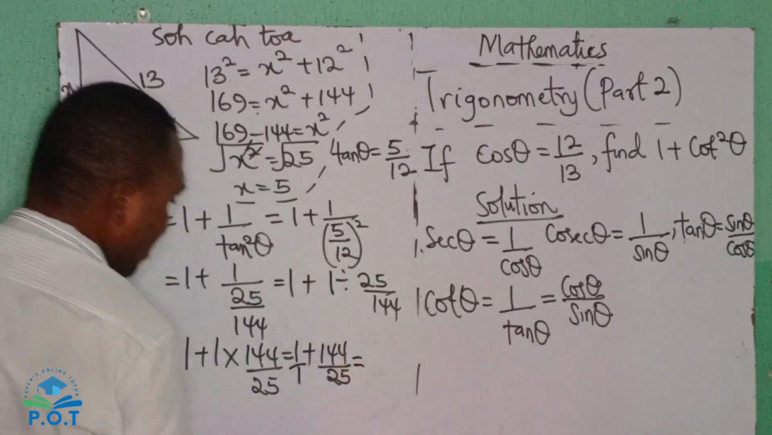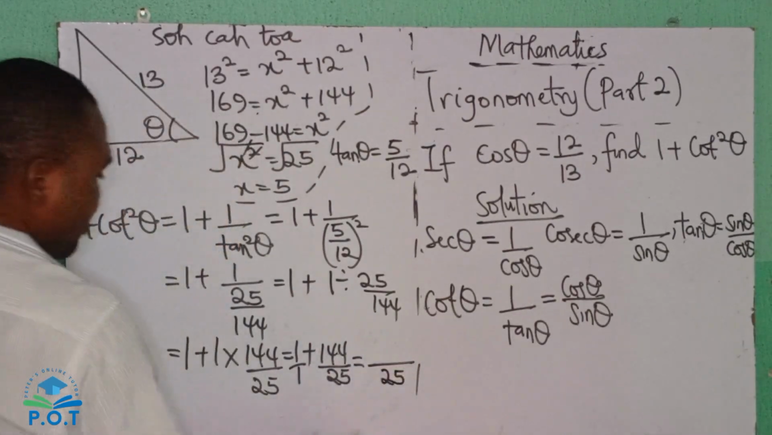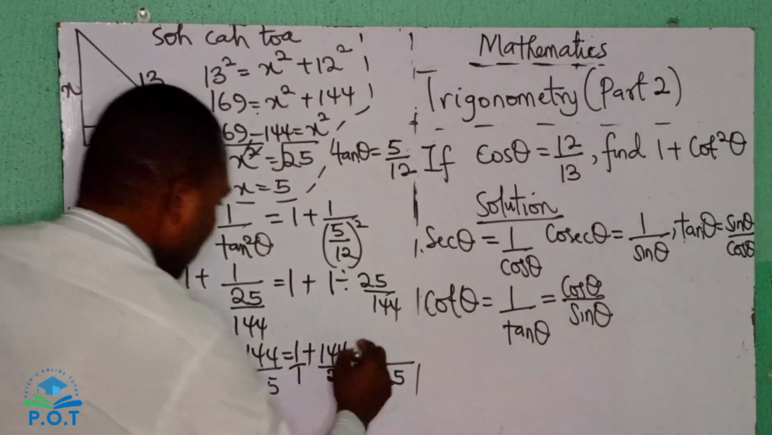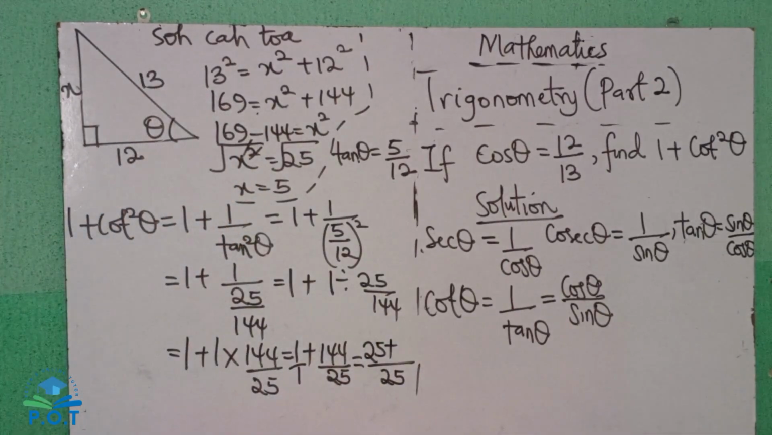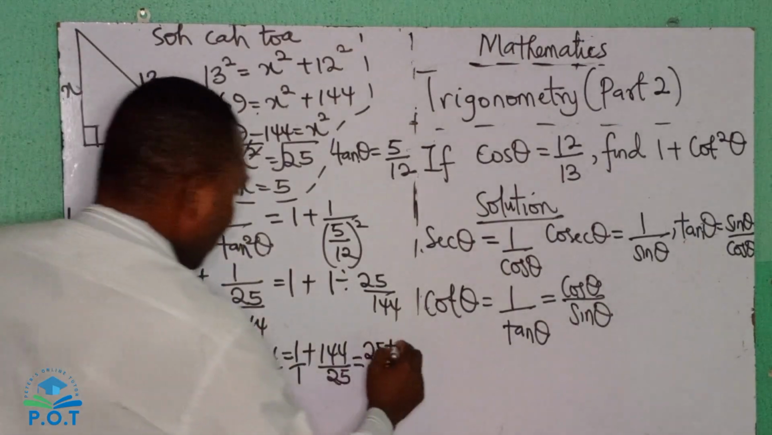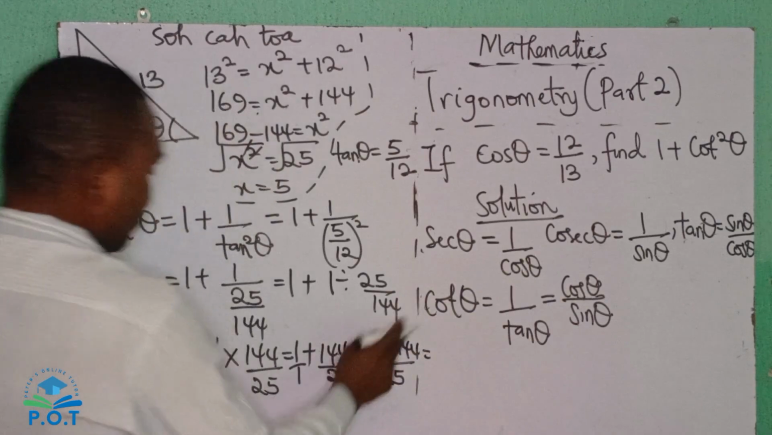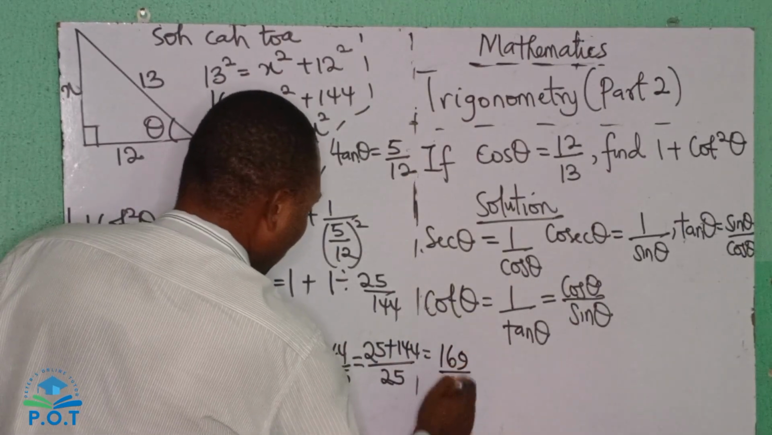So the LCM of 1 and 25 is 25. If you divide 25 by 1 is 25, 25 times 1 is 25. Plus, if you divide 25 by 25 is 1, 1 times 144 is 144. So if you add 25 and 144, you get 169 over 25.